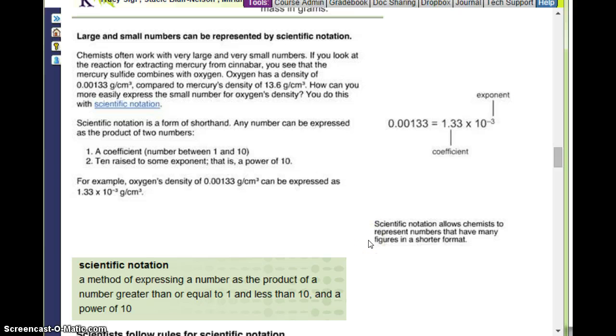Scientific notation allows chemists to represent numbers that have many figures in a shorter format. Scientific notation is a method of expressing a number as the product of a number greater than or equal to 1 and less than 10, and a power of 10. So in other words, you have to have this format.